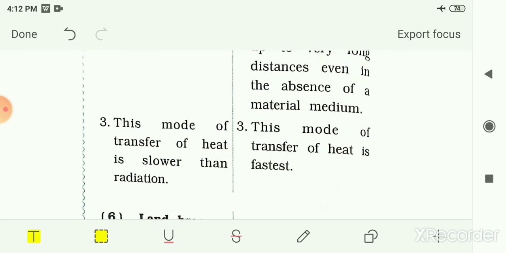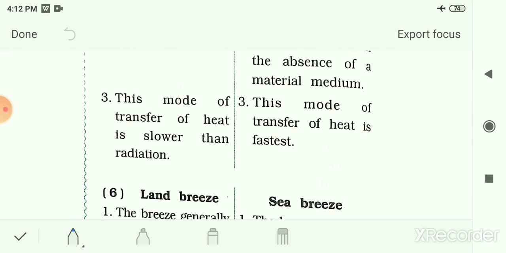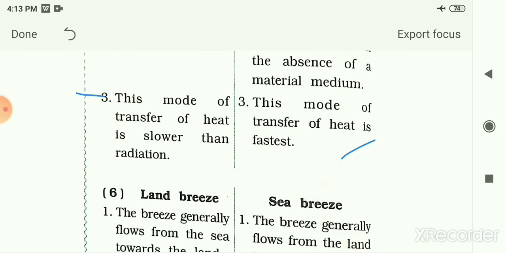The next difference is that in conduction, this mode of transfer of heat is slower than radiation, and in radiation this mode of transfer of heat is the fastest. Between these three, that is conduction, convection and radiation, radiation is the fastest mode for the transfer of heat, and conduction is a slower mode of transfer of heat than radiation. So this is the difference between radiation and conduction.